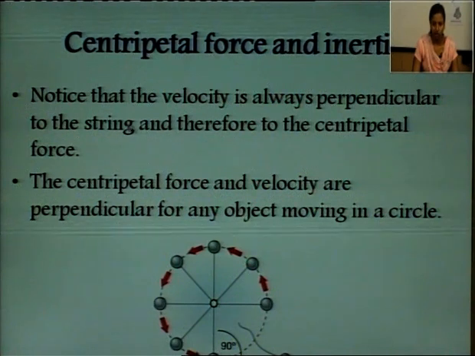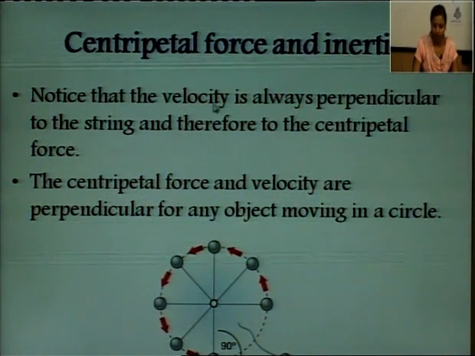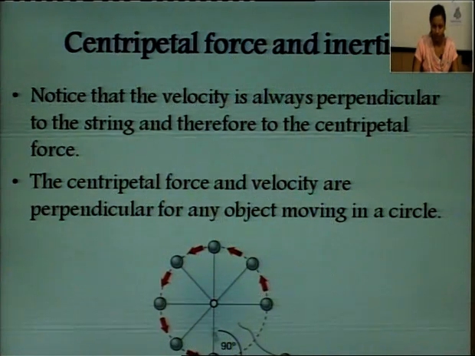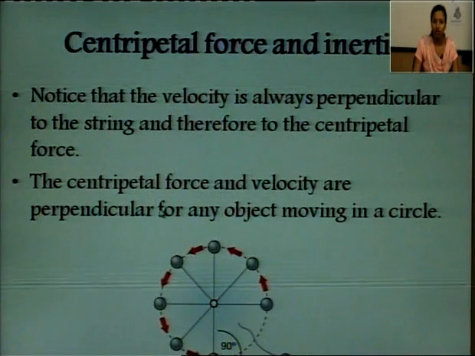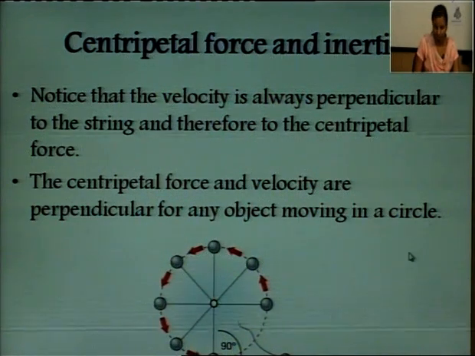Centripetal force and inertia: we already noticed that the velocity is always perpendicular to the radius, tangent to the circle. Centripetal force and velocity are perpendicular for any object moving in a circle.